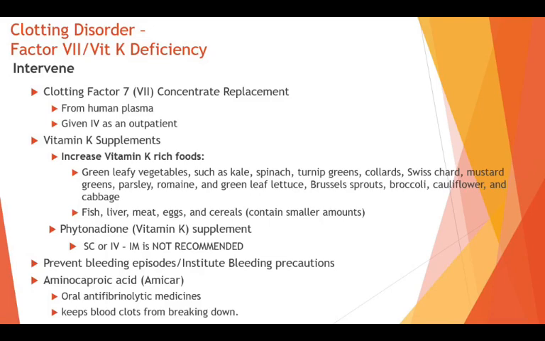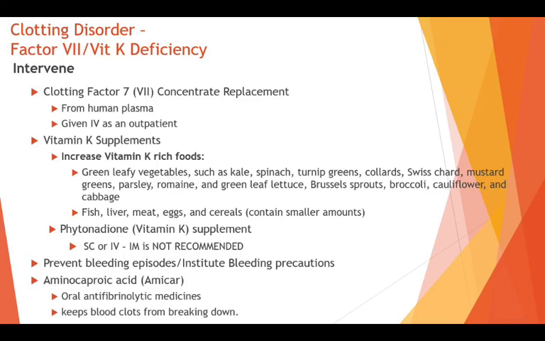So we're going to either give you factor 7 concentrate replacement or vitamin K supplements. They'll probably try vitamin K first to see if that helps your factor 7. If for some reason you have malabsorption, maybe you don't have a good intestine, then you can get the concentrate replacement. You can give vitamin K as an actual sub-Q or IV supplement. It comes in a little glass vial, and you can pull it out and give it as an IV supplement. You can put it in IV fluids. You can also eat vitamin K rich foods.